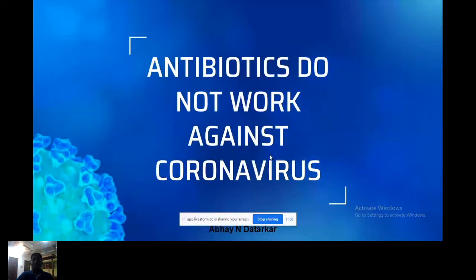Antibiotics definitely don't work against the coronavirus. We dentists usually have a habit of prescribing antibiotics for every disease. But viruses are not affected by antibiotics.